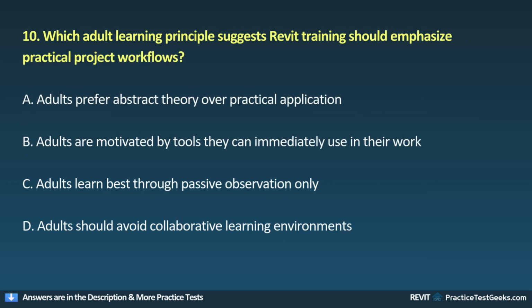10. Which adult learning principle suggests Revit training should emphasize practical project workflows? A. Adults prefer abstract theory over practical application. B. Adults are motivated by tools they can immediately use in their work. C. Adults learn best through passive observation only. D. Adults should avoid collaborative learning environments.